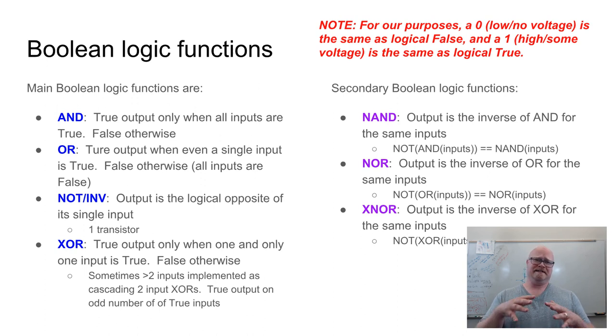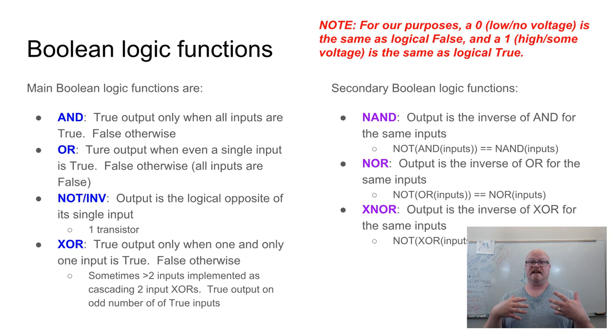Now the reason I say no voltage or some voltage, it's not 100% accurate. 0 doesn't have to be no voltage at all, but effectively the hardware that determines the difference between a 0 or a 1 on any given line needs to be something that's very simplistic. Otherwise the device at large becomes expensive.